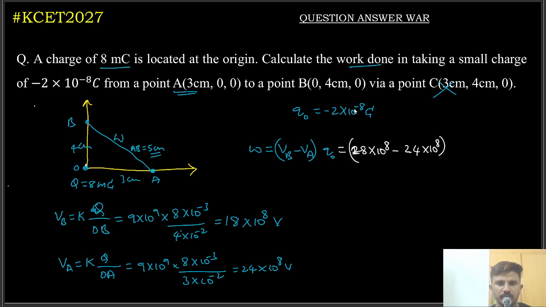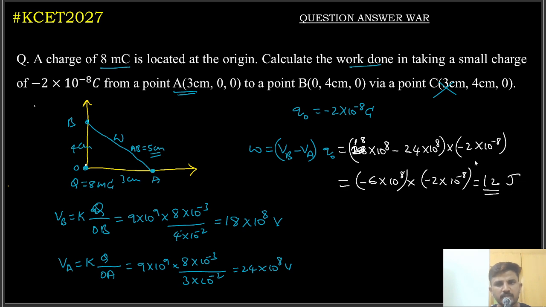This is 18 minus 24, which is minus 6, times Q naught, minus 2 into 10 to the power minus 8. So that is minus 6 into 10 to the power 8 into minus 2 into 10 to the power minus 8. Since the negative sign is there, I'll put it in brackets. Minus minus gets cancelled, 6 2s are 12, 10 to the power minus 8 plus 8 gets cancelled. So 12 joules will be the answer.